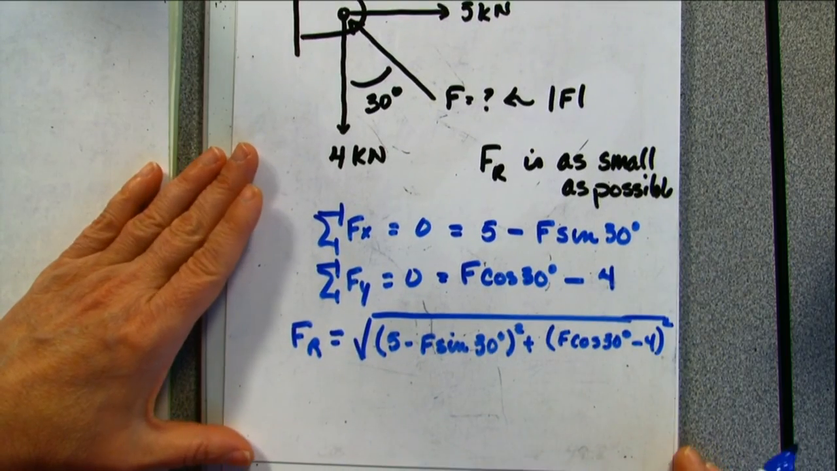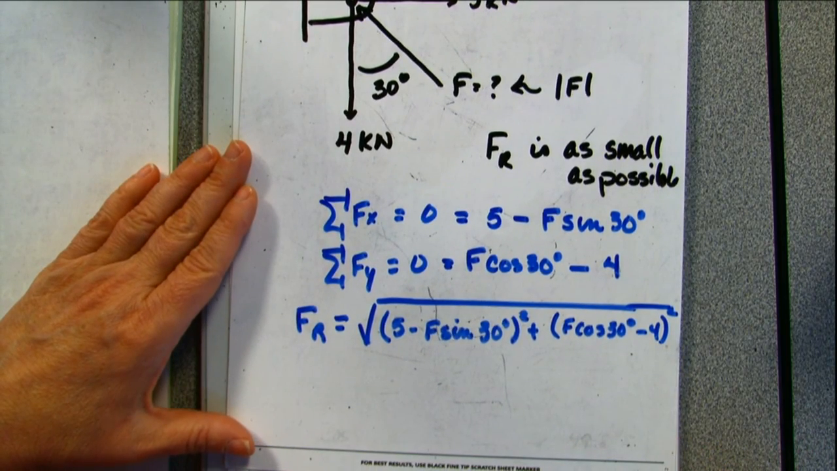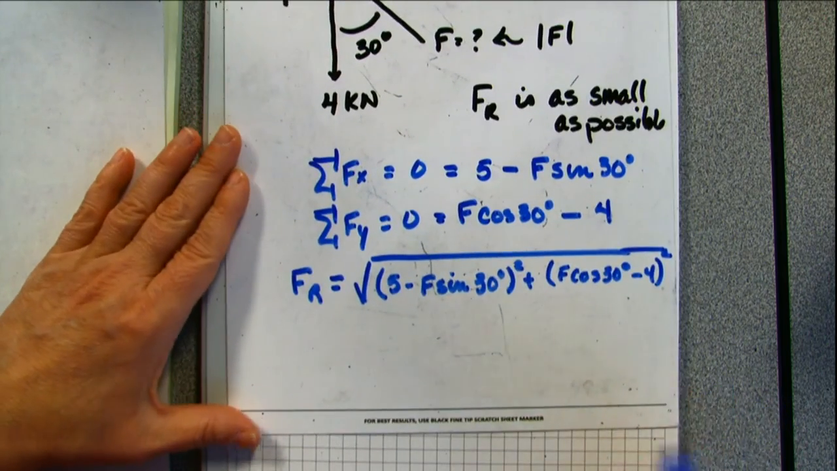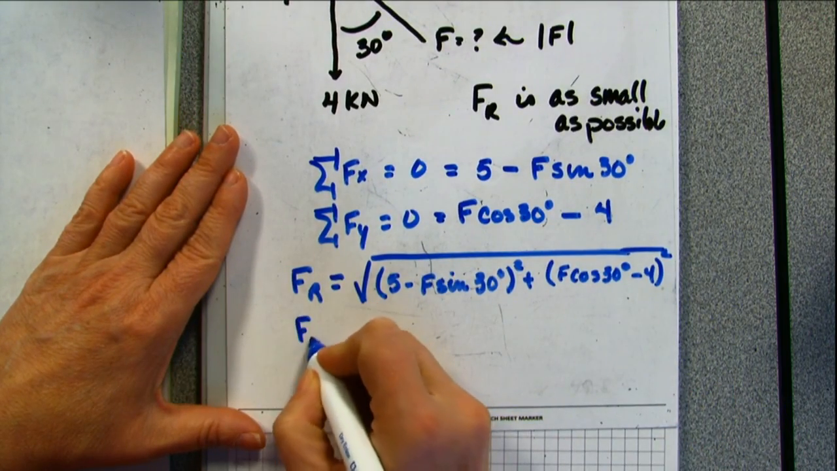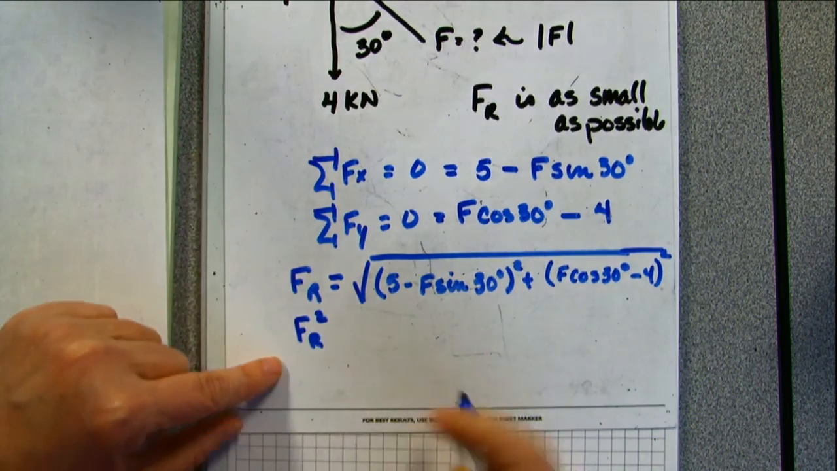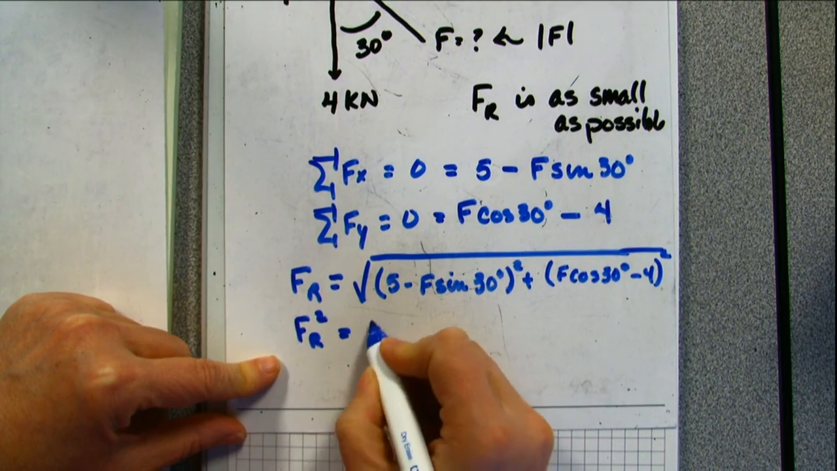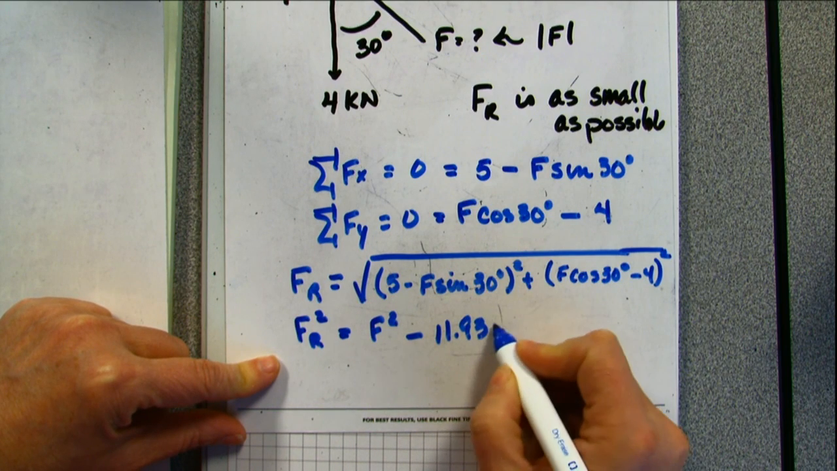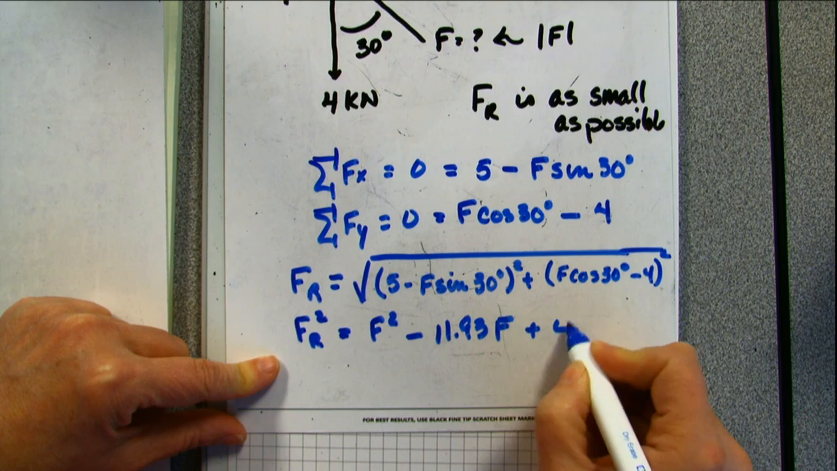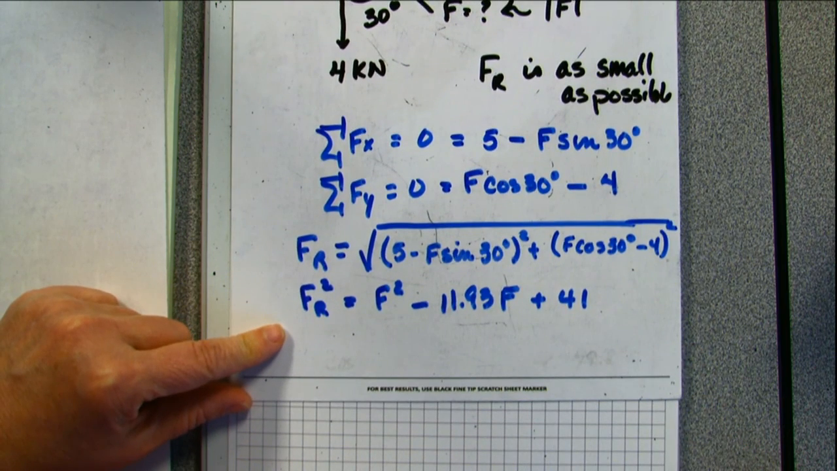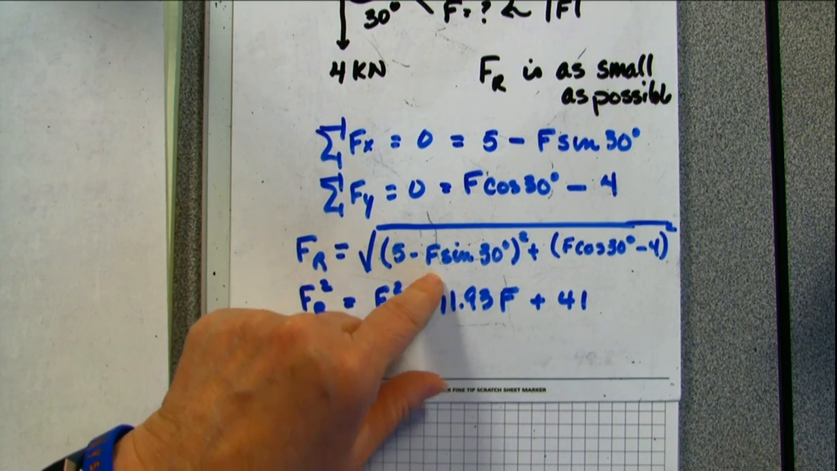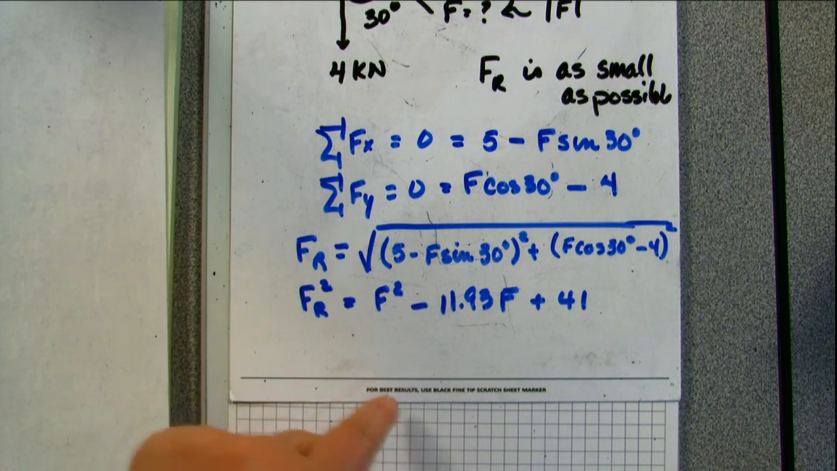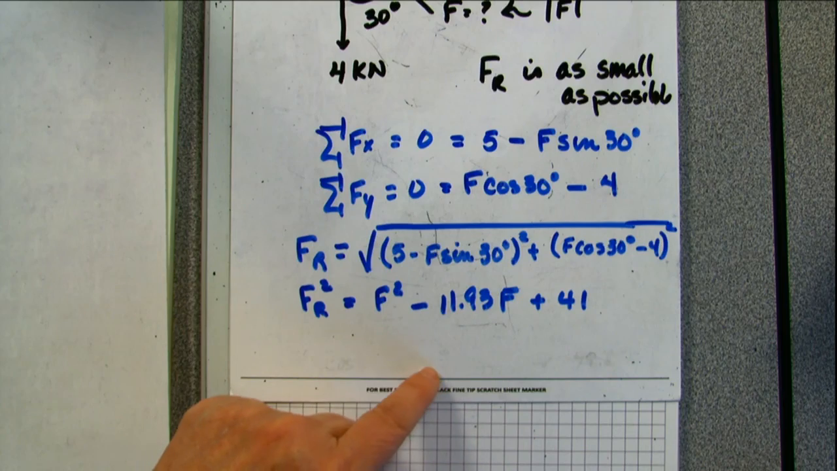Okay, so now you get to do the gory algebra. I will spare you that right now, because I'm pretty sure you guys can do all the gory algebra. So I'm going to square everything, and I get f squared minus 11.93f plus 41. That's squaring it under here and rearranging it so we get all the terms together, and I get this part.